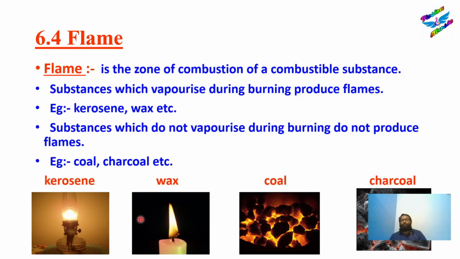The next one is flame. As I already said, flame is produced during the combustion of combustible material, when the vaporization of the fuel produces the flame. Examples such as wax, kerosene, coal and charcoal are substances that get vaporized during burning, and the vapor produces the flame. So this is a flame.